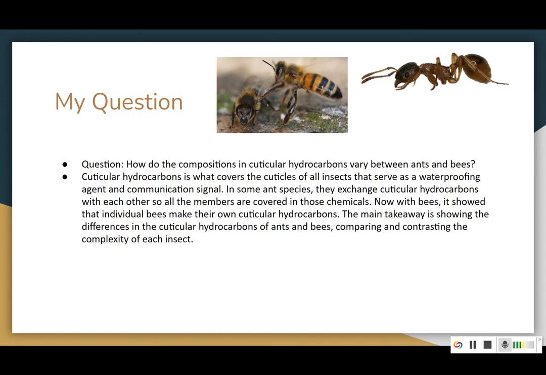Now with bees, it shows that individual bees make their own cuticular hydrocarbons, so they have a different type of cuticular hydrocarbon than ants. So the main takeaway of this is to show those differences in those cuticular hydrocarbons, comparing and contrasting between those two, and to show the complexity of each insect.